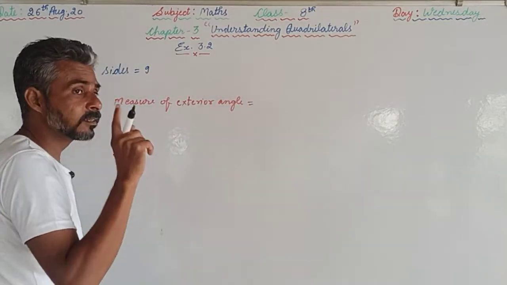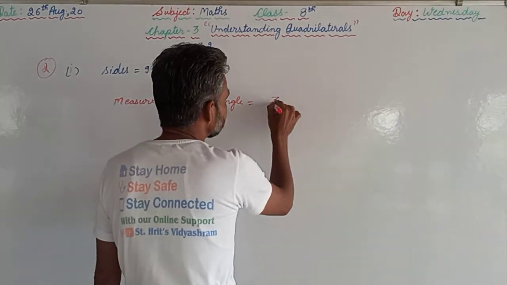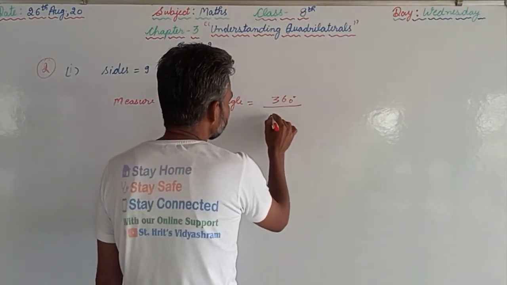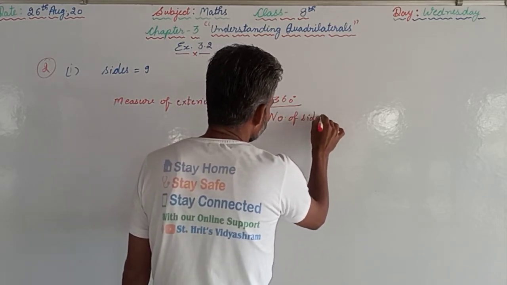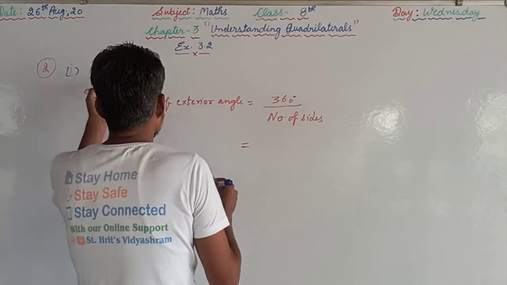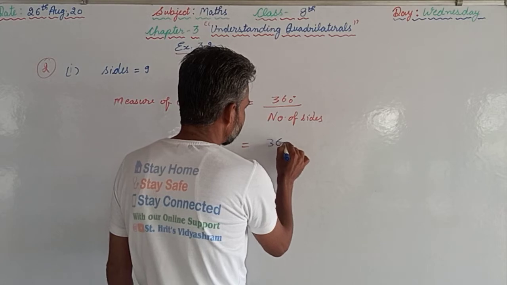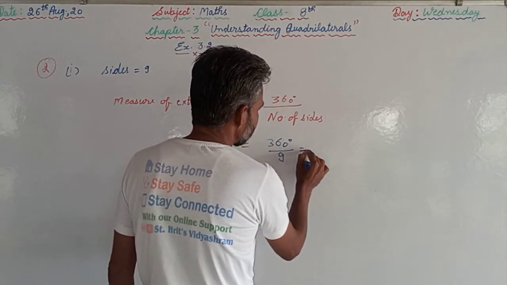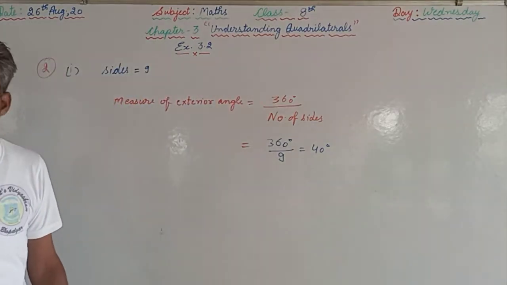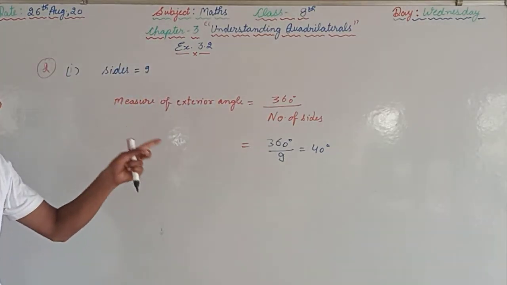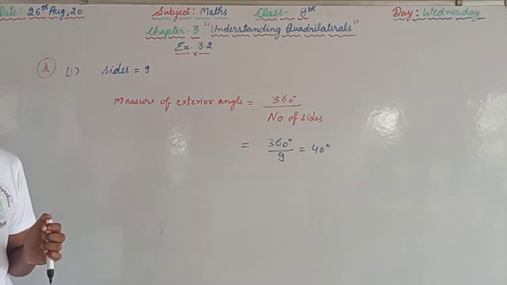Measure of one exterior angle is equal to the sum of the exterior angles, that is 360 degrees, upon number of sides. So for the regular polygon having 9 sides, that will be 360 degrees upon 9, that is 40 degrees. Means the exterior angle of a regular polygon having 9 sides will be 40 degrees. All the exterior angles will be 40 degrees each.